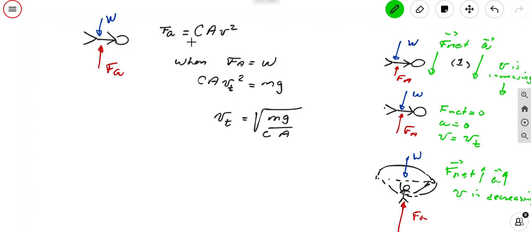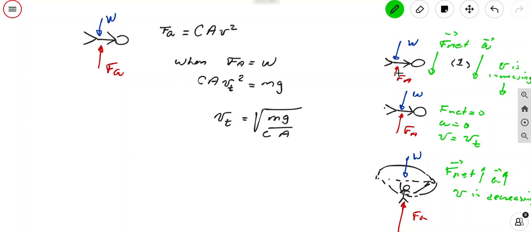Hello students. In this video, I want to explain about the terminal velocity. So basically here, I want to show you what happens when a skydiver is jumping from a plane. So when the skydiver jumps from the plane, there is a force that is the weight of the skydiver that points downward toward the center of the earth.